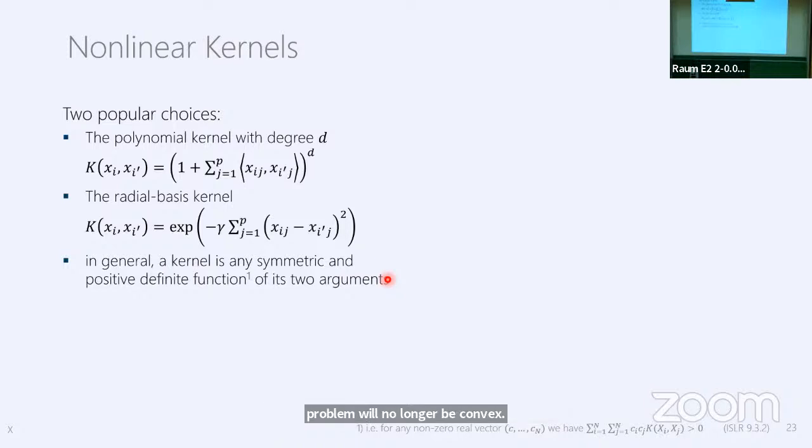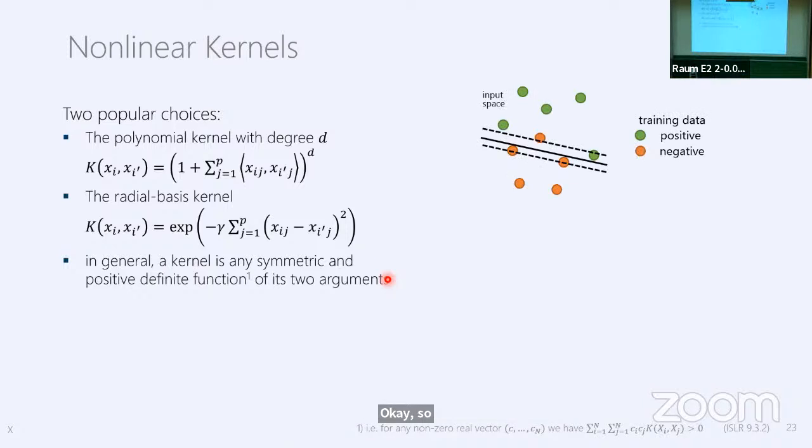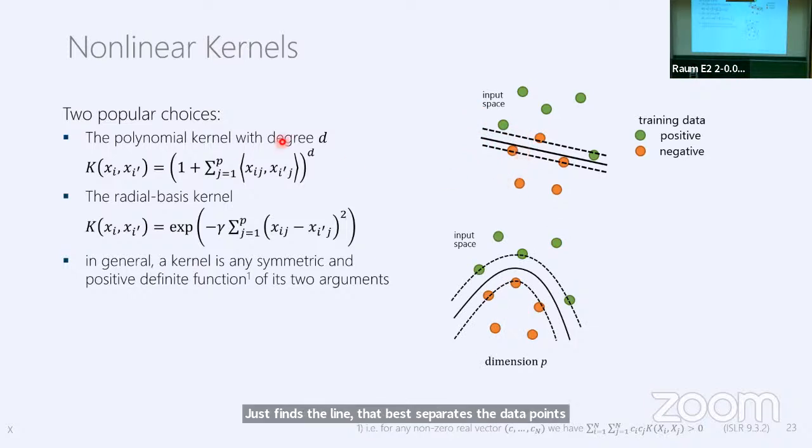Okay, so how does this look? We have our input space as before. The standard linear kernel just finds the line that best separates the data points with the largest possible margin, while if we instead measure similarity in terms of the kernel, we get a decision boundary that is nonlinear. And in this case, because the data set looks the way it looks, this is the best possible max margin classifier. We'll see how we get to this case after the break.